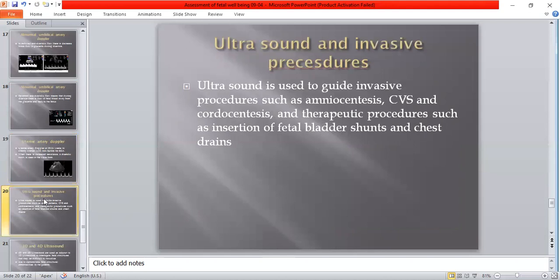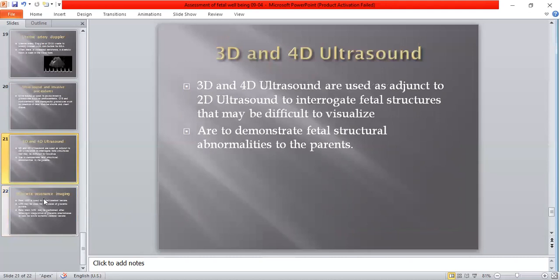Ultrasound and invasive procedures. Ultrasound is used to guide invasive procedures such as amniocentesis, chorionic villus sampling, and cordocentesis, and therapeutic procedures such as insertion of fetal bladder shunts and chest drains. The role of 3D and 4D ultrasounds: 3D and 4D ultrasounds are used as an adjunct to 2D ultrasound to interrogate fetal structures that may be difficult to visualize on normal two-dimensional ultrasound. These are also used to demonstrate fetal structural abnormalities to the parents.